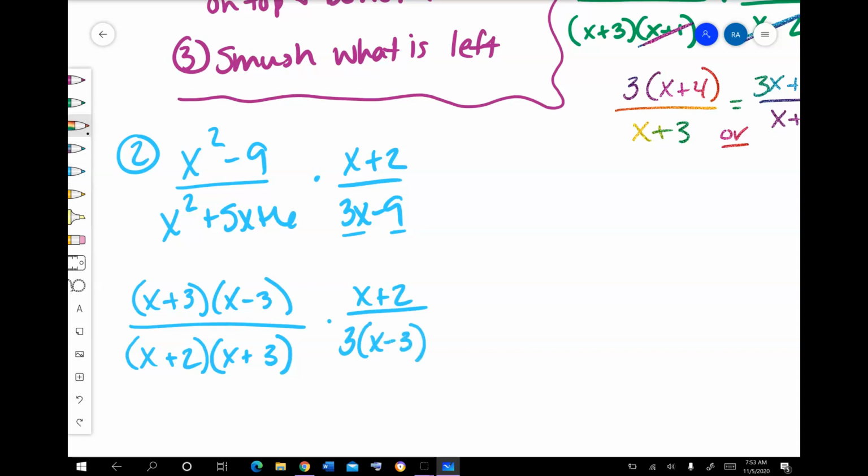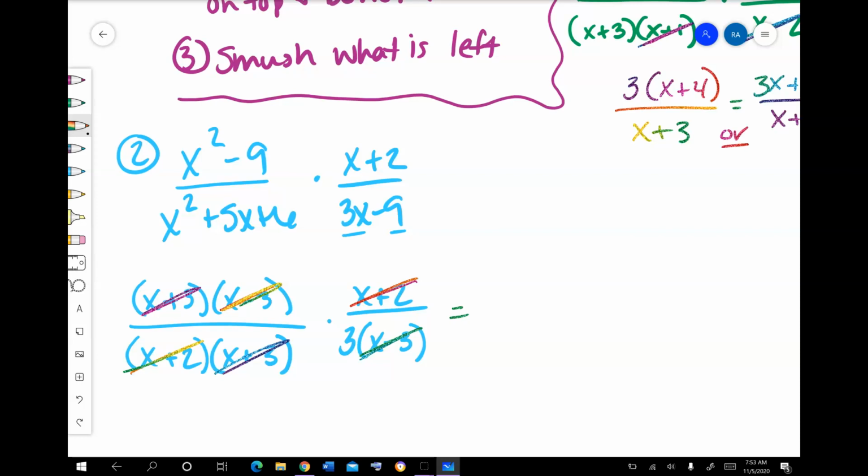Now we're going to cancel out those like factors. X minus 3, x minus 3, x plus 3, x plus 3, x plus 2, x plus 2. Now, great example, okay? See how there's nothing left on your numerator? In a rational expression, you gotta have a numerator, okay? Gotta have a numerator, especially if you got a denominator.